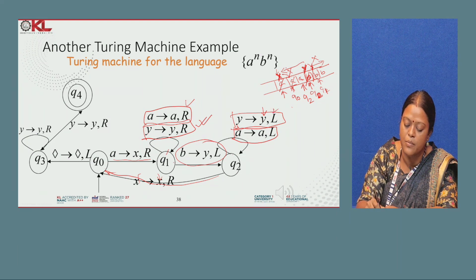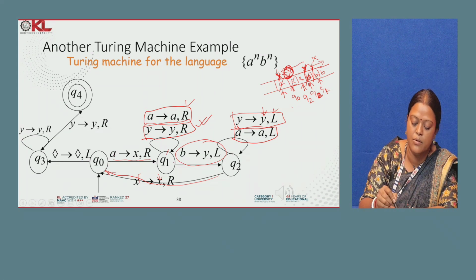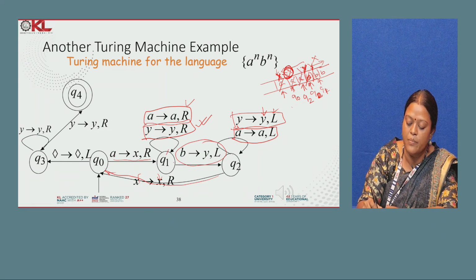Up to how much we have to look? We have to move to the first, that last replaced a, that is up to x. So we will be reaching again q0. So now we have to replace this, and we have to replace this too.